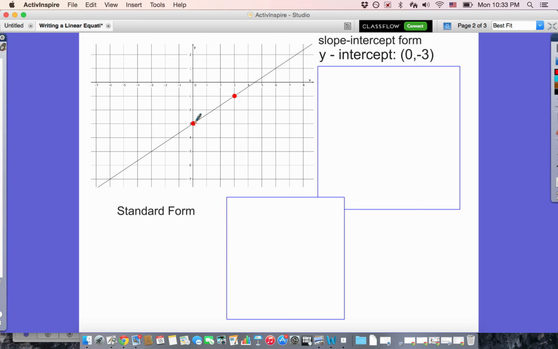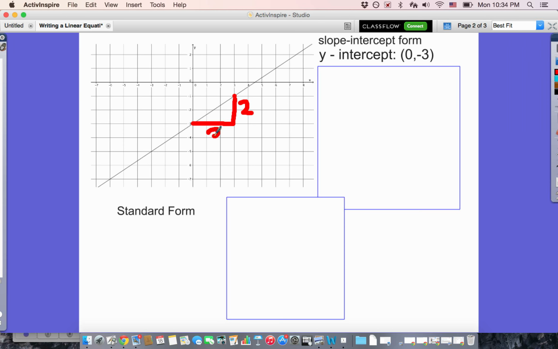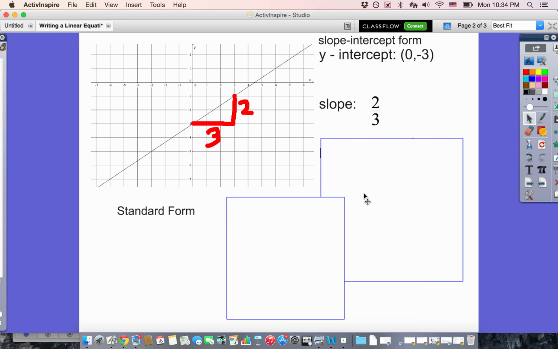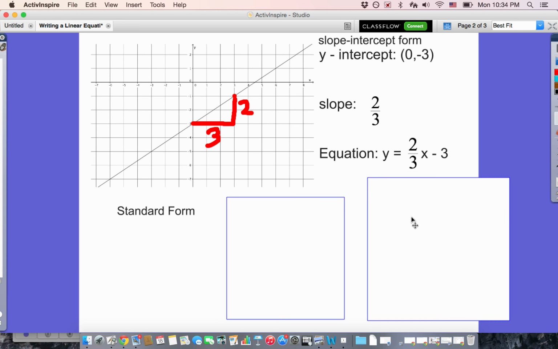Looks like x increases by 3 and y increases by 2. So that would mean our slope is 2 over 3. So we would write our equation in slope-intercept form as y equals 2 over 3x minus 3.